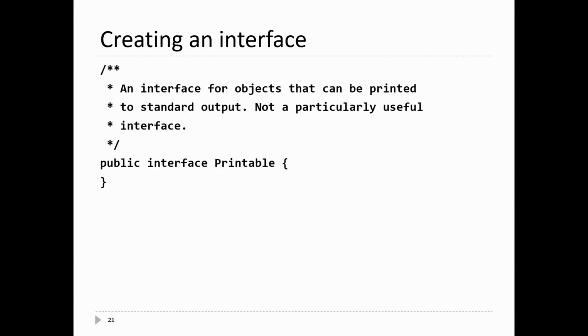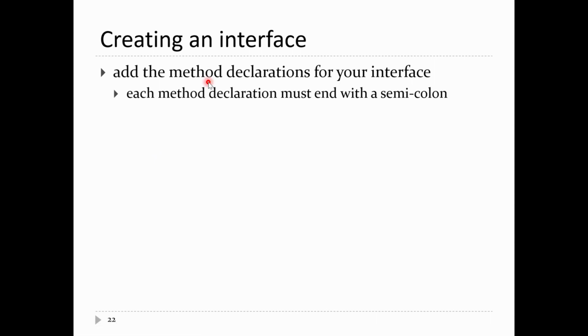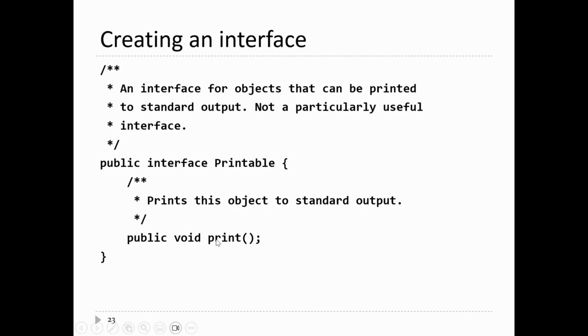So here's an example of an interface called printable. The printable interface is the interface that objects can use if you want to print them to standard output. Notice that this is not a particularly useful interface. Once you've made your interface, you just put in the methods that you decide should be in your interface. Again, all your methods are public, and because they have no body, they all end with a semicolon. So our printable interface defines the method print. Print simply prints something to standard output.